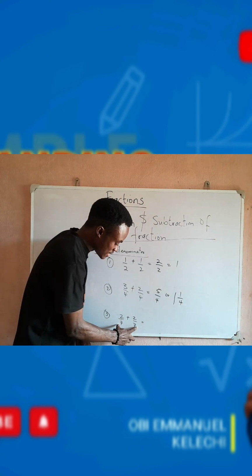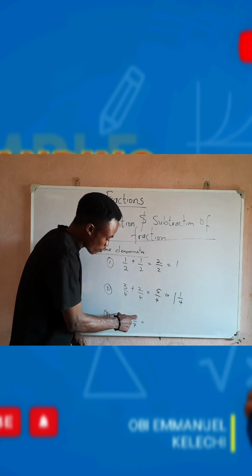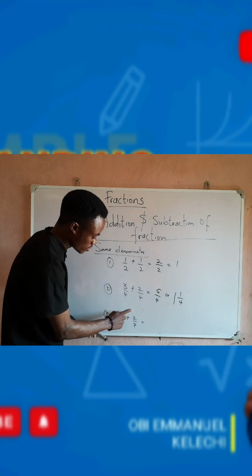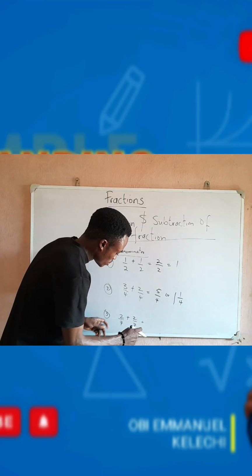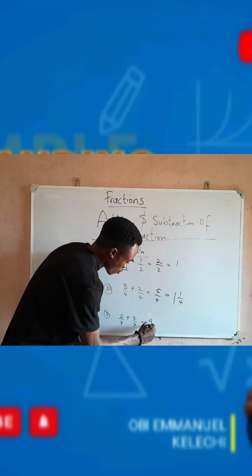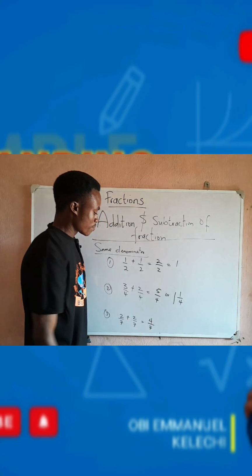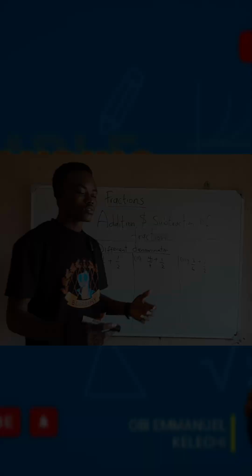Then thirdly, we have 2/7 plus 2/7. They have the same denominator. So for the numerator, we are just going to add only the up number, which is 2 and 2. 2 plus 2 equals 4/7. Now this is an example of a proper fraction.